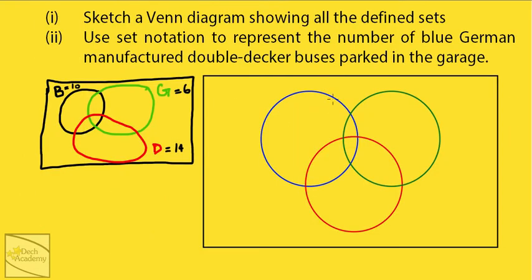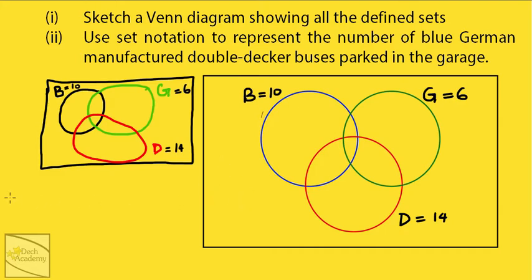So here's a neater diagram. I'll just re-annotate. This first circle represents the set of blue buses. This green circle represents the German manufactured buses, while the red one represents the 14 double-decker buses. So that's question 1 done.